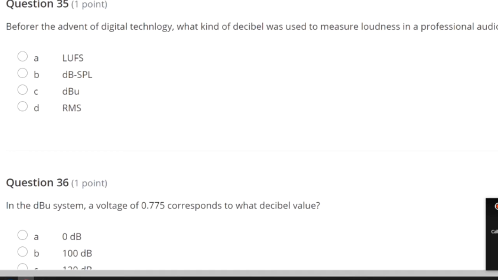Question 5. Fix that typo too. Before the advent of digital technology, what kind of decibels was used to measure loudness in a professional audio context? A. LUFS, B. dBSPL, C. dBu, or D. RMS. So before digital audio, it was all about the decibel volts, dBu.